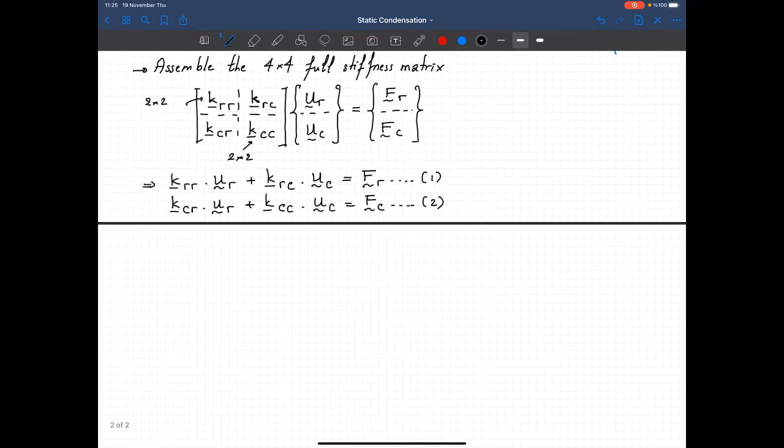Now let's write this equation in a different form. So I'll just say rewriting equation 2 in the following way.